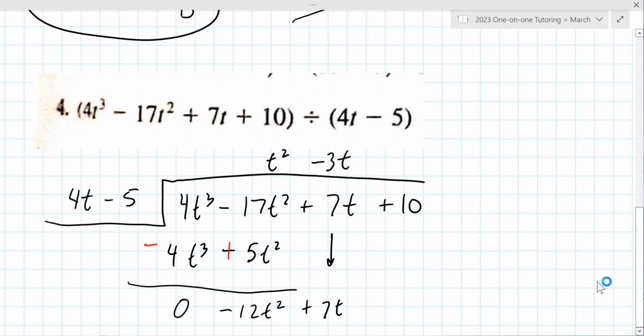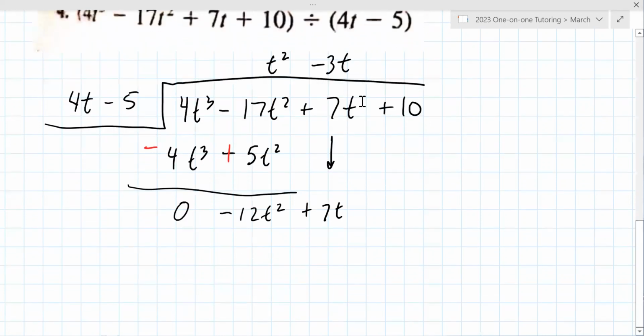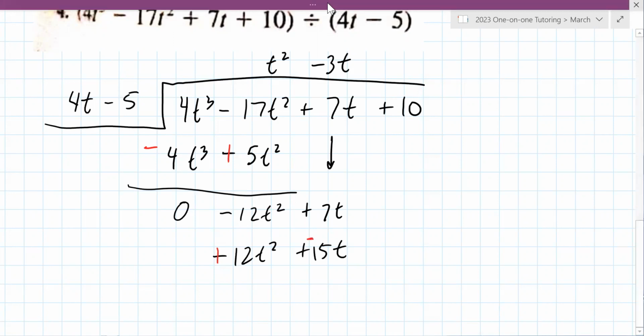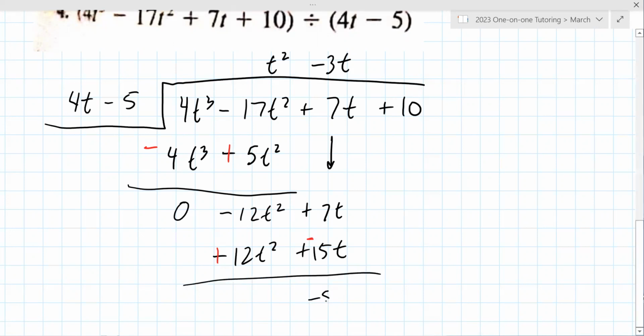Then you have to multiply minus 3t by both of these. So that's minus 12t squared, which is supposed to line up perfectly, plus 15t. And then you change the signs. Plus, minus. Add them up here. So you get minus 8t. Bring this down, plus 10. Yeah, that makes a lot more sense.